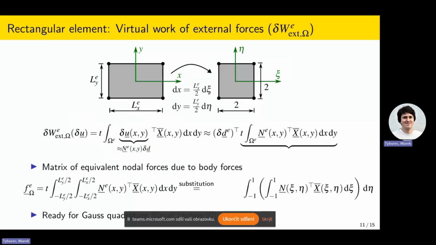Just to be consistent, sorry, I was not really keeping focus on notation. This U underline, to be consistent with the notation in this lecture, should be D. We have some known displacements. To be consistent with this, we need to have this delta d. So those are the virtual displacements, and underlined, because it's a vector.